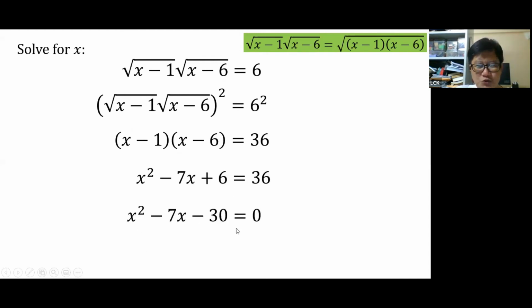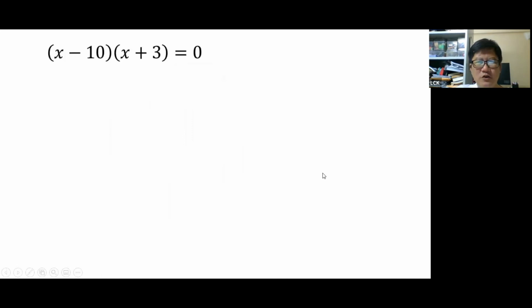And once you do this, factorize it. So you get (x minus 10)(x plus 3). This is a factorization of what you have here, all right? Now, once you factor it, you have your answers. You have your solutions. Your solution is x equals 10 and x equals minus 3. The solutions come from your factors here.